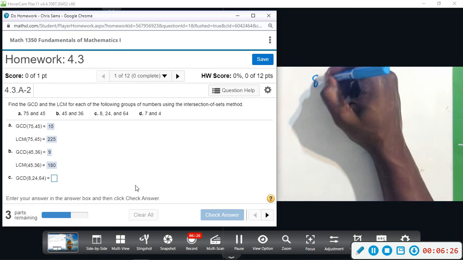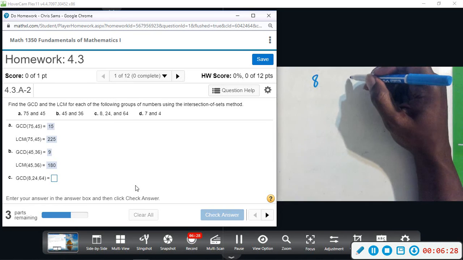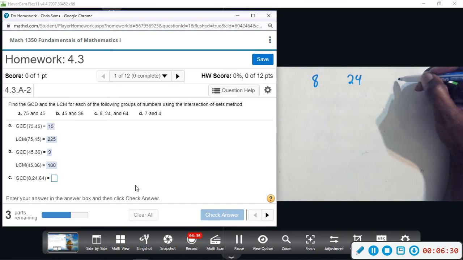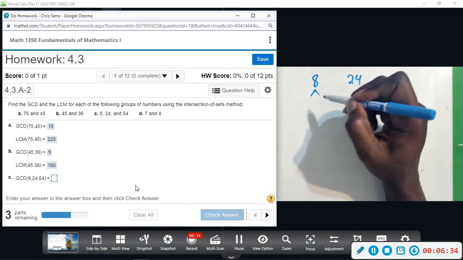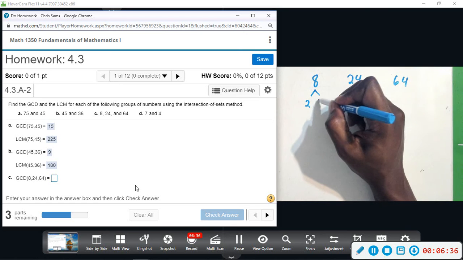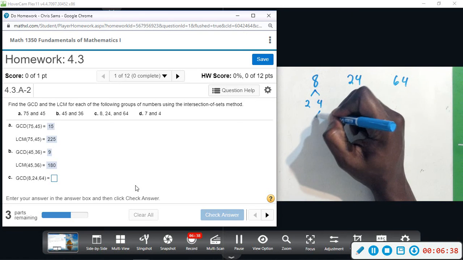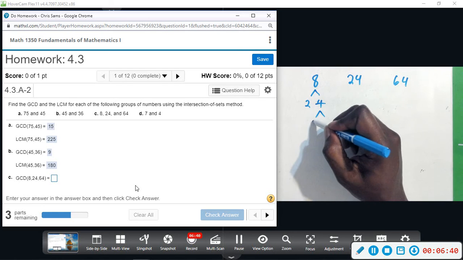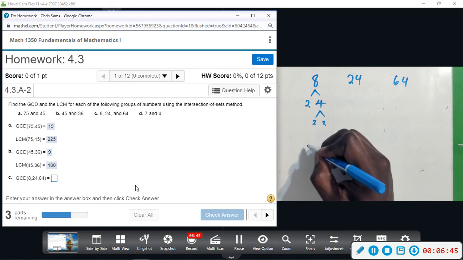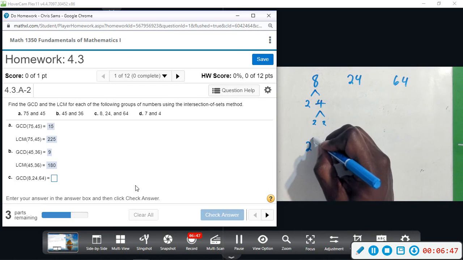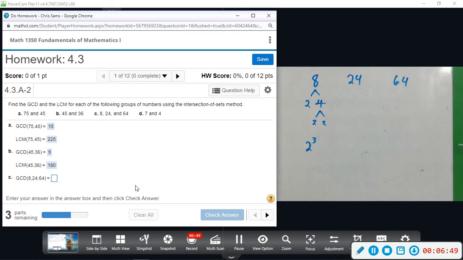Okay, so we're going to do 8, 24, and 64. 8 can be broken down into 2 times 4, and then the 4 can be broken down into 2 times 2. So we're going to take all these stems. 8 can be rewritten as 2 cubed.